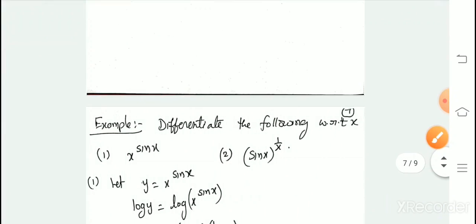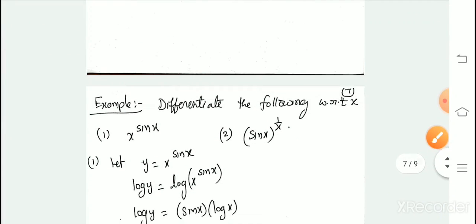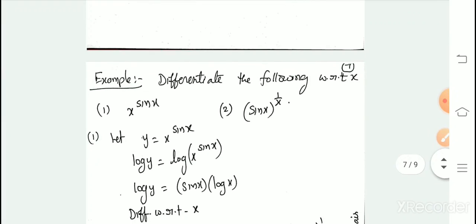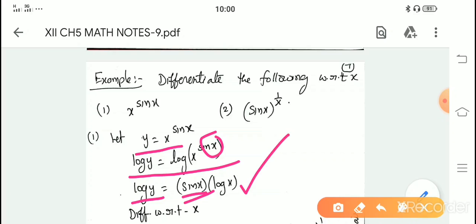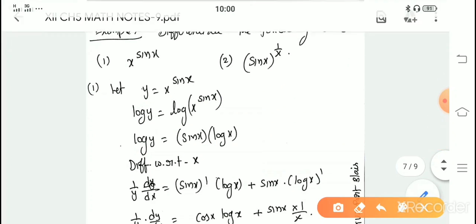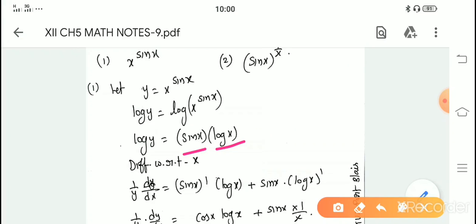Next, in a similar way, differentiate the following with respect to x: x power sin x. I take y is equal to x power sin x, apply log on both sides, log y is equal to log x power sin x, log y is equal to sin x comes before the log, sin x into log x. Next again, sin x and log x are there, uv rule, u into v, differentiate with respect to x. Log y derivative is 1 by y dy by dx. It will come continuously in every problem, but only after differentiation it will come.